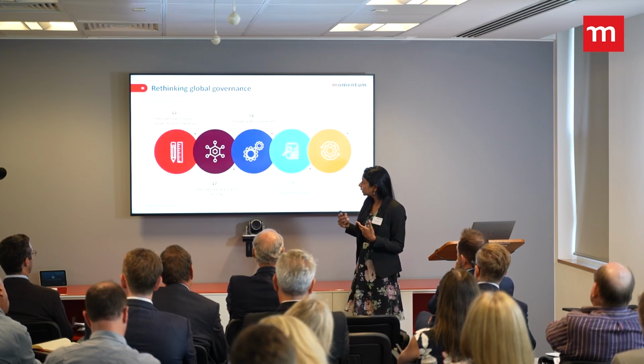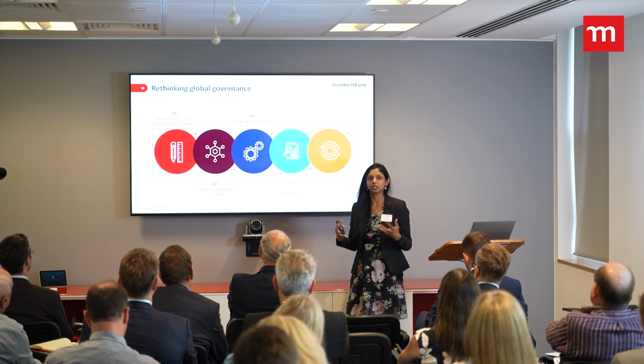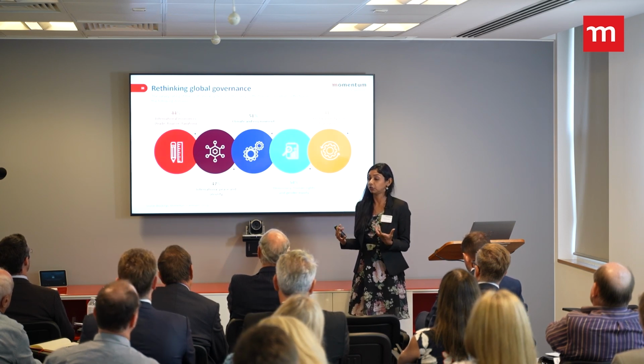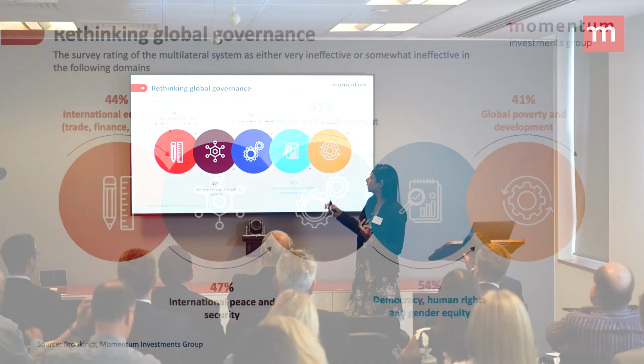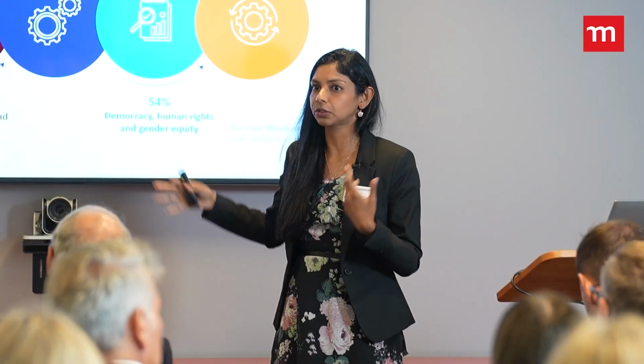Now, when they did a little bit of digging and asked the survey participants why multilateralism is not working, why these institutions are not effective, it's because they're not doing the right things to address climate and the environment, poverty and inequality, human rights and democracy, peace and security. And so these scores were actually quite high in terms of it being ineffective.